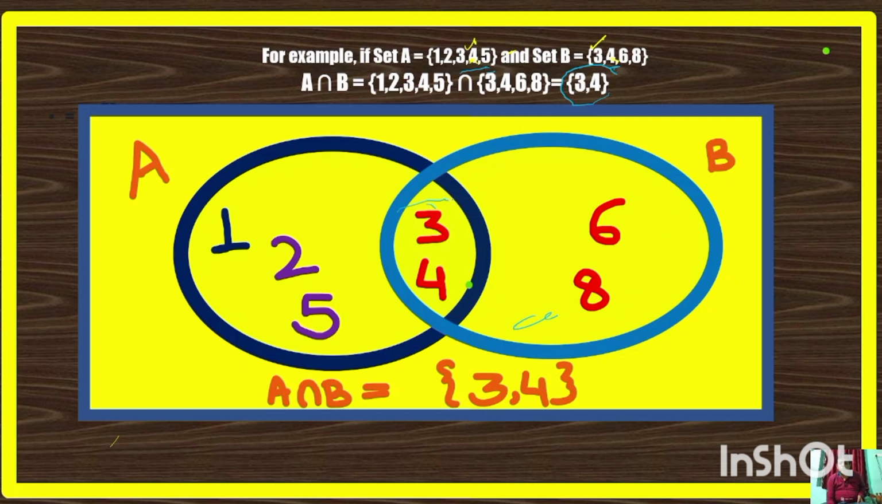These are the common portion only. These elements are taken. Okay, understand? These are the common portion element. You have to take the elements of the intersection set. Okay.